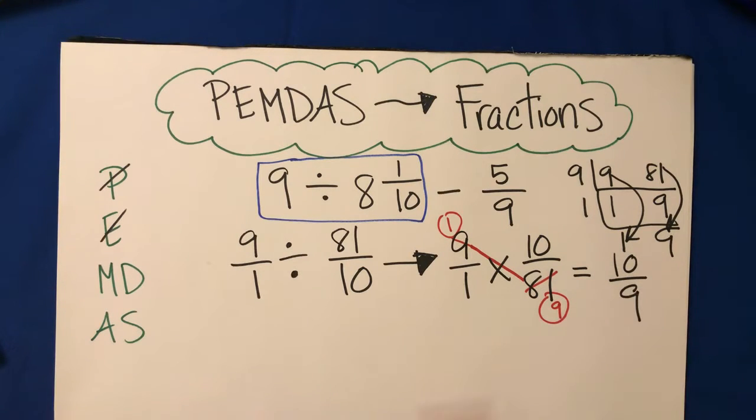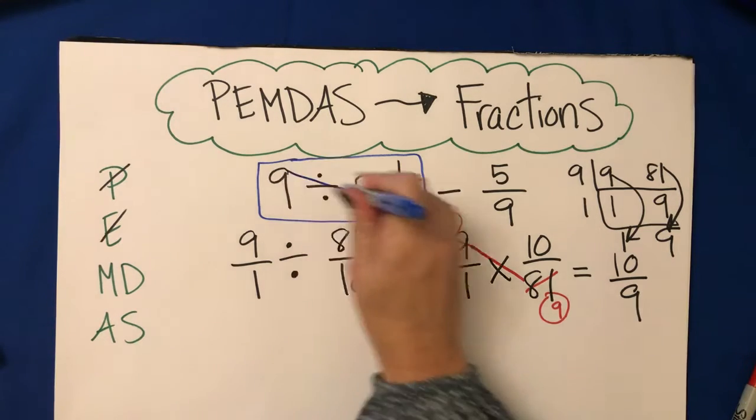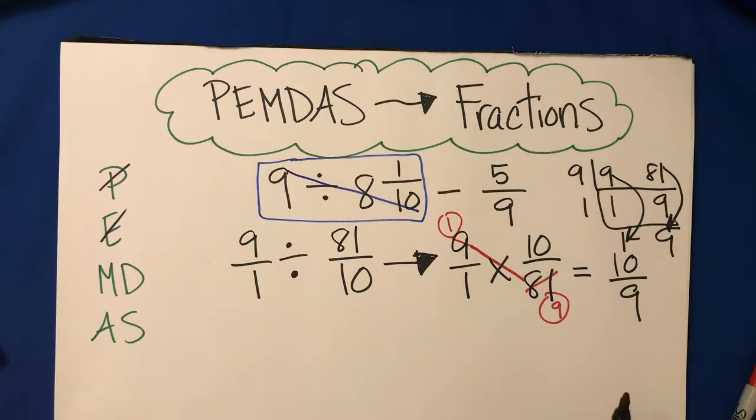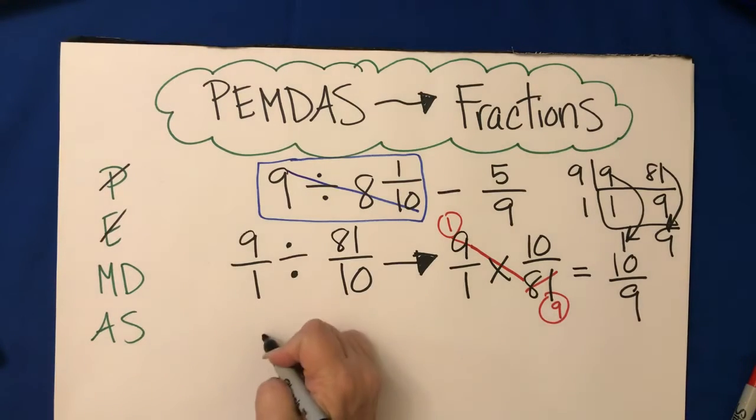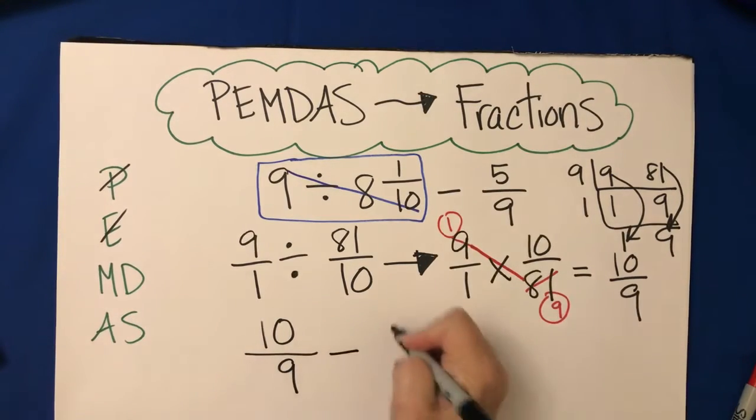Remember, this value right here is equal to this. So we just solved this portion right here. So now I'm going to replace this right here with 10 ninths, and then we're going to finish solving this problem. So we have 10 ninths. Still, we need to subtract 5 ninths.